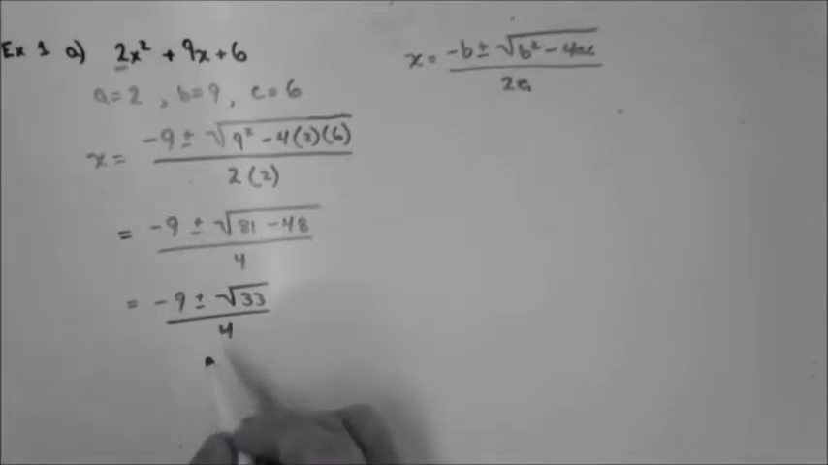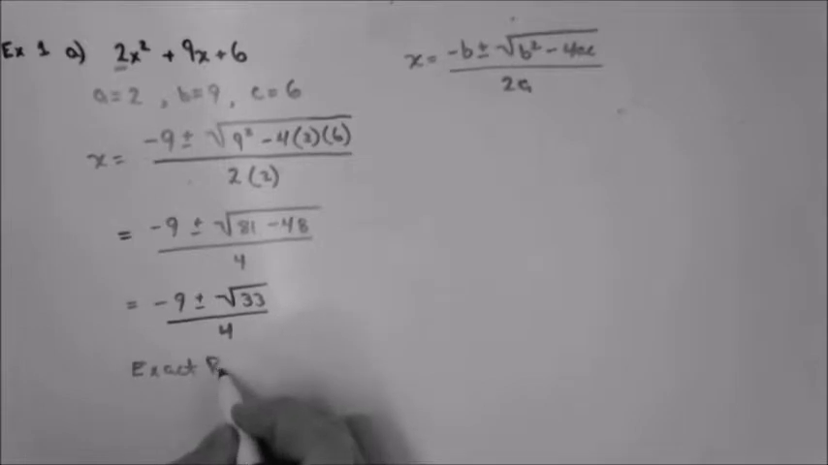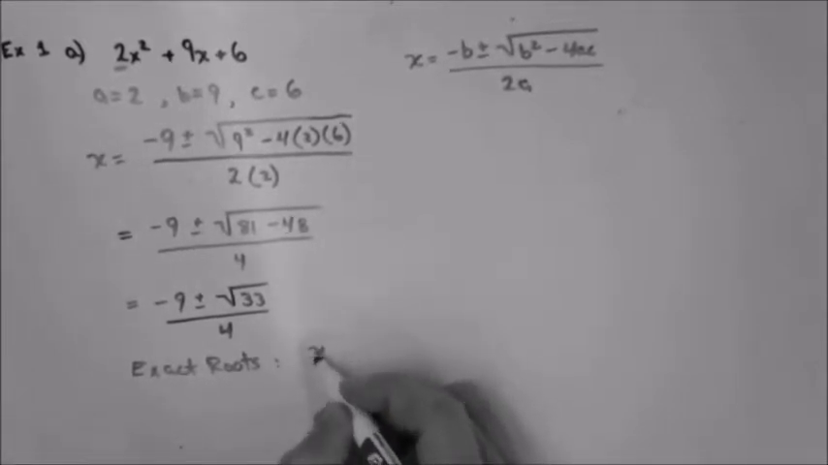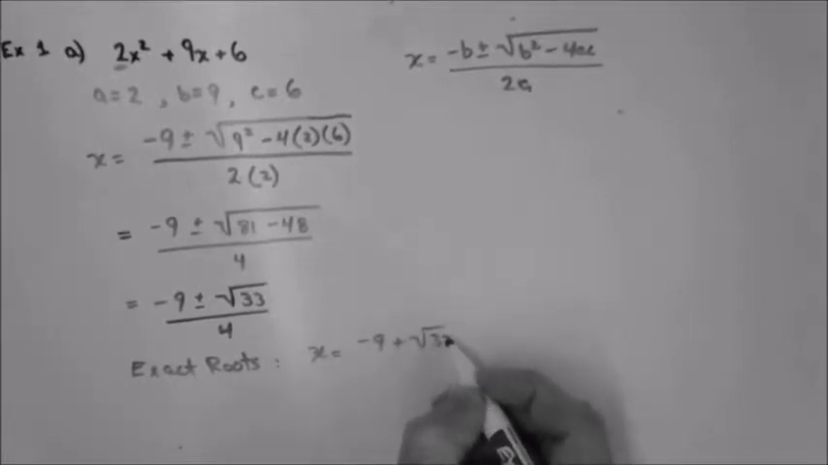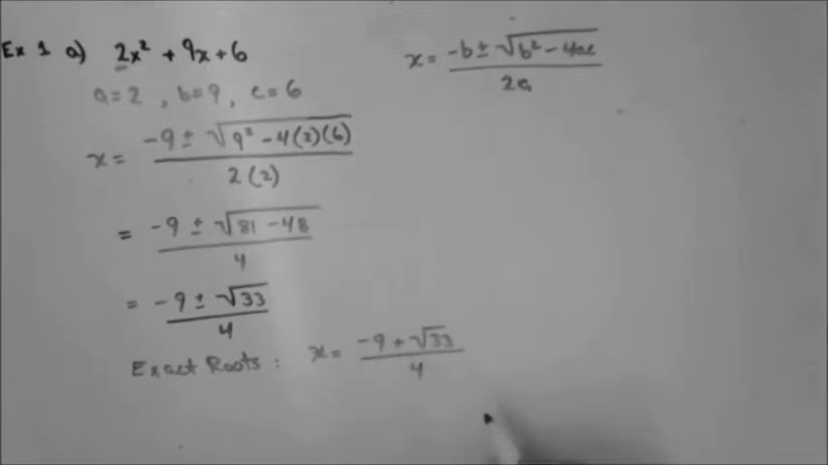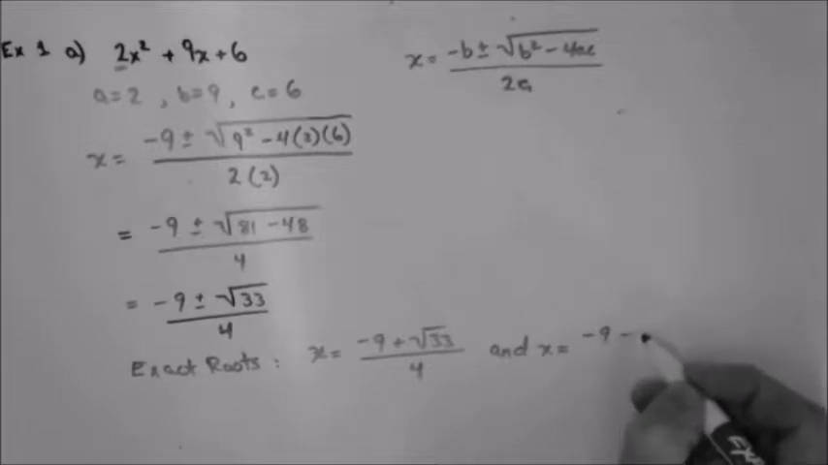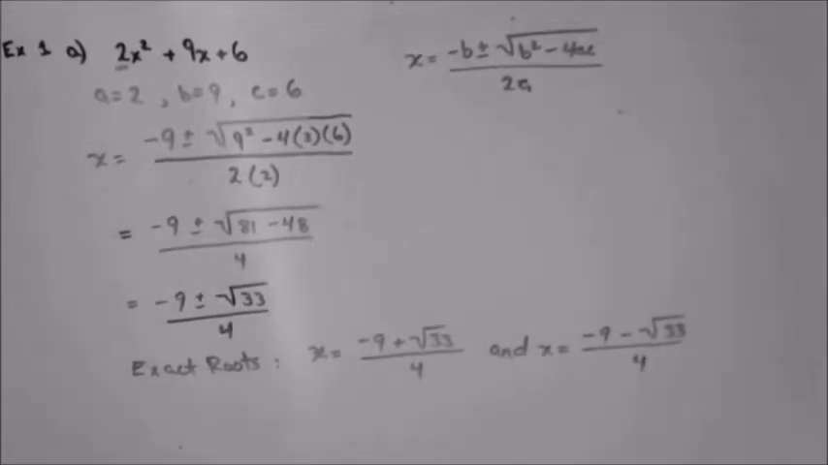So these are the exact roots. So the exact roots are x equals negative 9 plus the square root of 33 over 4, and x equals negative 9 minus the square root of 33 over 4. But we can also find the approximate roots to the nearest hundredth by plugging this in our calculator, and we want to do so very carefully.